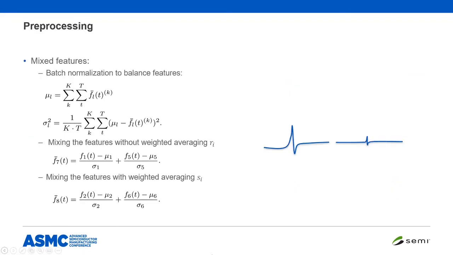The last class of features are the mixed features. For the mixed features, we first normalize both the product and the correlation component, and then we add both components. We use a batch normalization to normalize those features. Feature F7 consists of the normalized features F1 and F5, which use the normal weighted averaging, and feature 8 consists of F2 and F6, which use the weighted averaging S.